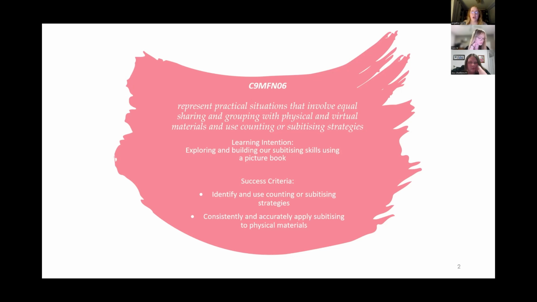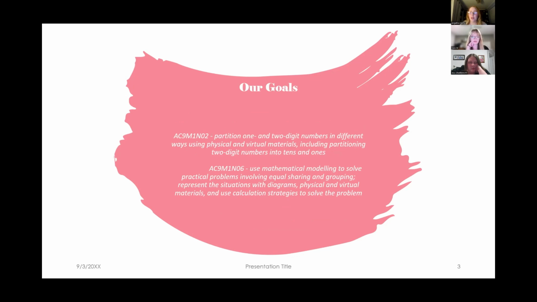From this, we branch off into our goals, which is AC9M1N02 and AC9M1N06. So these are partition 1 and 2-digit numbers in different ways using physical and virtual materials, including partitioning 2-digit numbers into tens and ones, and use mathematical modeling to solve practical problems involving equal sharing and grouping, represent situations with diagrams, physical and virtual materials, and use calculation strategies to solve the problem.